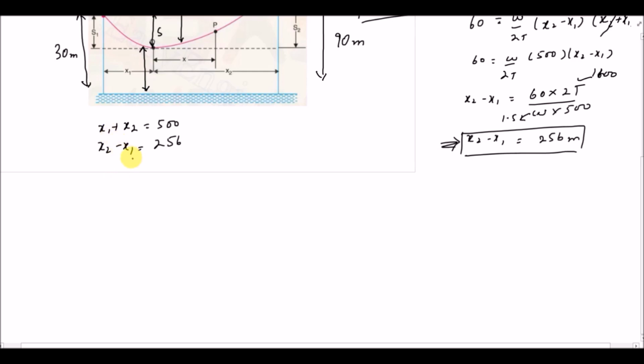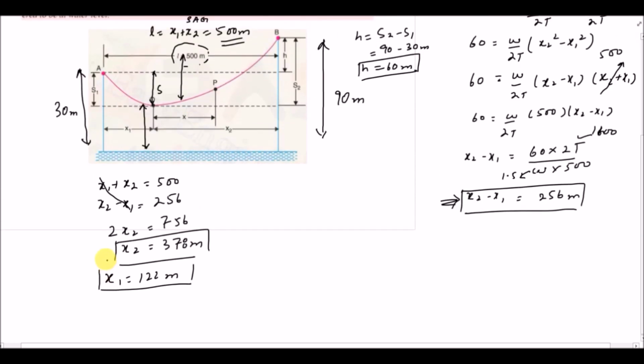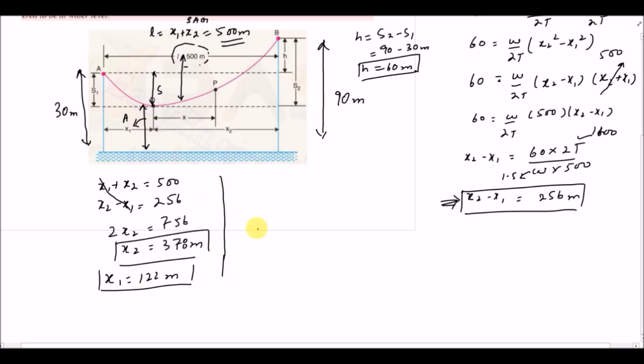So if I solve these equations, this will cancel out, and 2x2 is equal to 756 and x2 will be equal to 378 meter. From here we can calculate the value of x1. So x1 will be equal to 122 meter. So now what we had to find was this value. Suppose it is A, and first I will calculate this sag. So for the calculation of sag, S is equal to W x1 square over 2T.